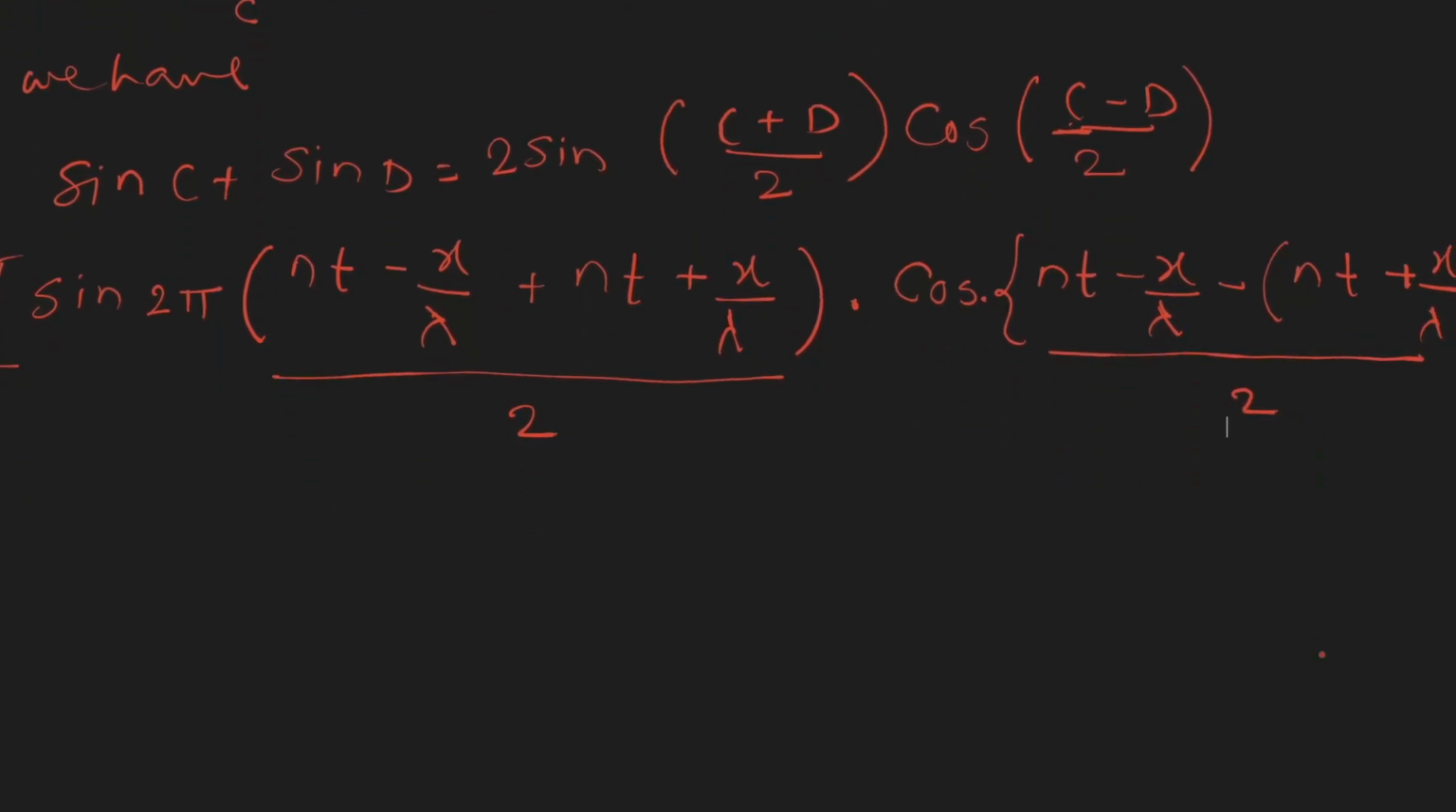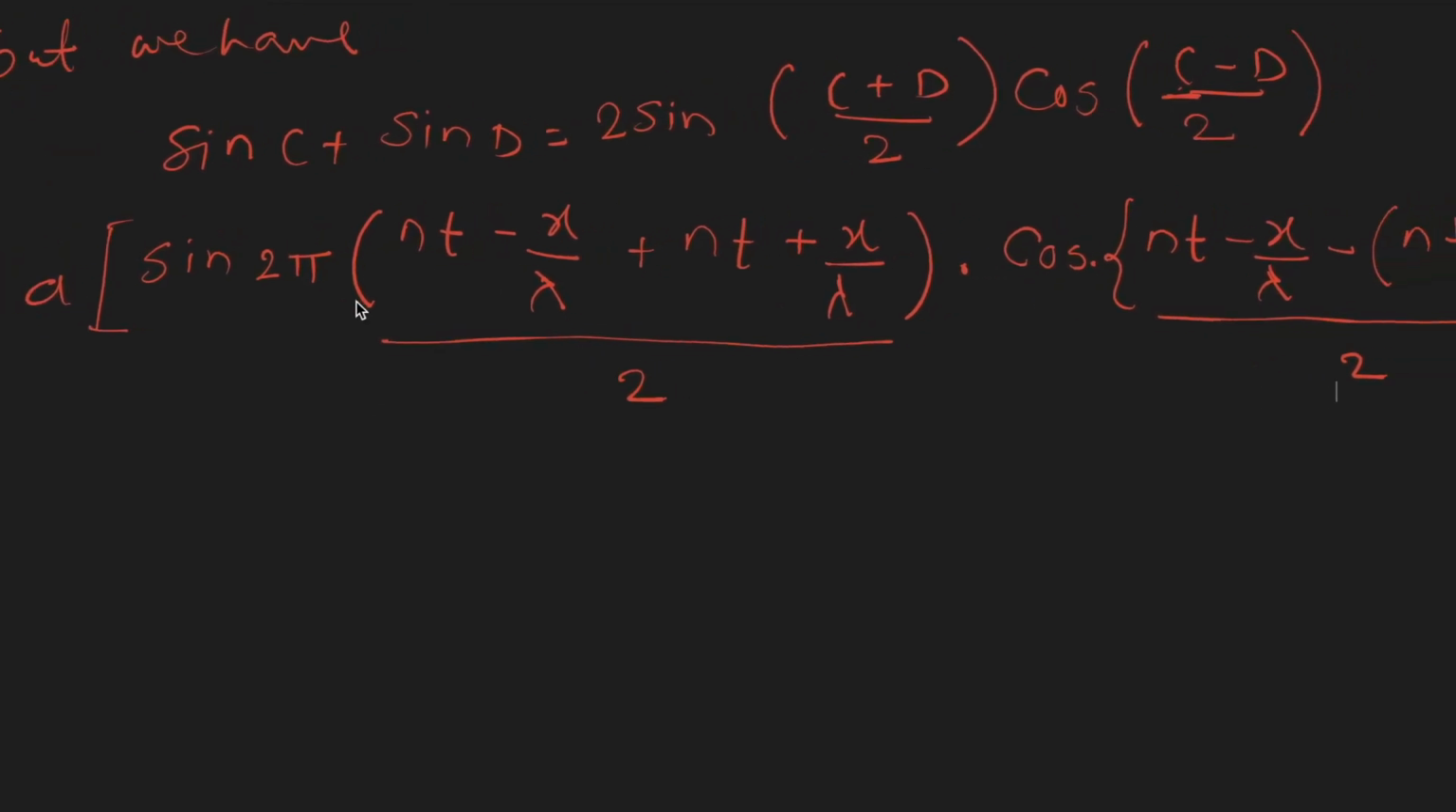Now here this x by lambda and this x by lambda get cancelled, and the nt cannot cancel because there is a plus sign in both. Therefore y equals A in bracket, this 2 and this 2 get cancelled, plus 2 pi, this 2 and this 2 get cancelled. Therefore sine, what will remain here? nt and pi will be there.